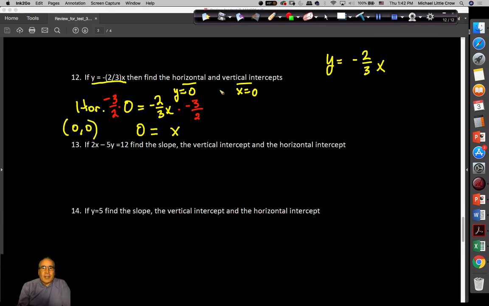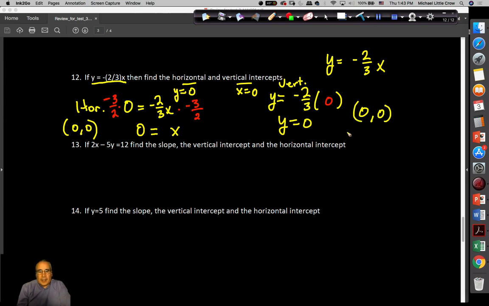Now you could jump and say, well, if the horizontal intercept is 0, 0, the vertical intercept must be 0, 0, and you would be correct, but let me just go through the steps. We would plug in 0 for x, zero times negative 2/3 is 0, so y equals 0. So when x is 0, y is 0. The vertical intercept is the point 0, 0 as well. Okay, so that's for the vertical, that's for the horizontal.